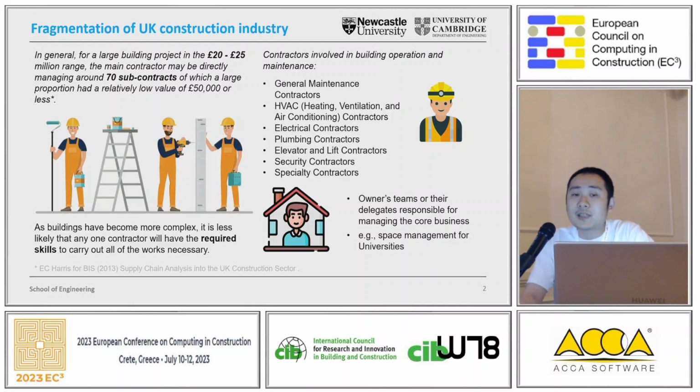For example, taking building operation and maintenance, we can see there are many contractors, like the general maintenance contractors responsible for repairing, daily cleaning and other small stuff, and also the contractors for HVAC, electrical, plumbing, elevator and lift, security, and other specific systems. Moreover, the building owner's team or their delegates are responsible for managing and running their core business as well. For instance, space management is a core business for UK universities and other higher education institutions.